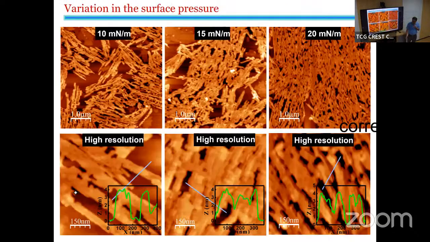Now we started to compress these monolayers of two-dimensional crystals and see that with increasing surface pressure, these two-dimensional crystals are aligning in a single direction there. But at any stage of compression, the height is remaining the same. That means the crystals are not overlapping. The monolayer structure remains at the air-water interface. And in each case, this height is around 4 nanometer there.